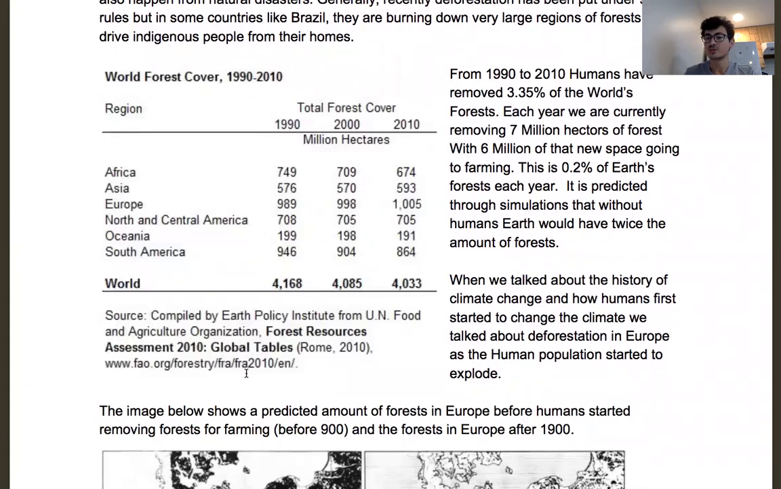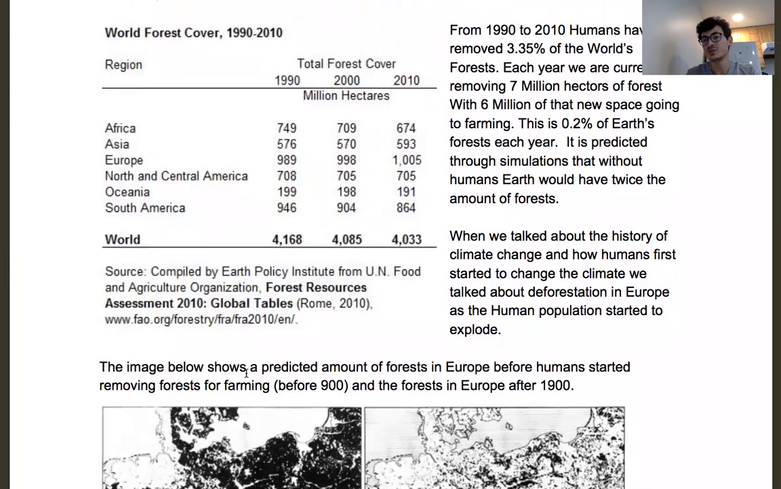But just to give you a historical standpoint of this, when we looked at the history of climate change and how humans first affected it, we talked about how when humans started to expand rapidly in Europe, we started to farm. And this farming meant that we had to clear a lot of forests. So again, farming and forest just historically have not gone together. We can't have both. We need a lot of land that's cleared to have efficient farming. So we remove the forest.